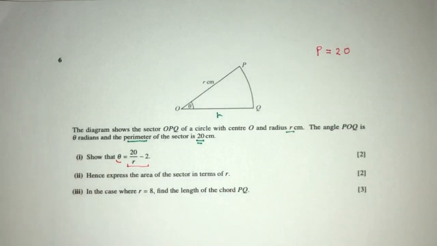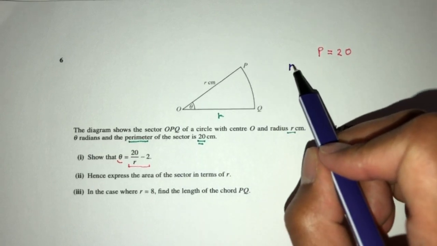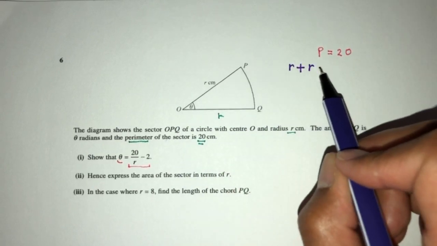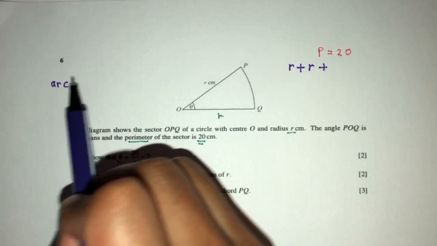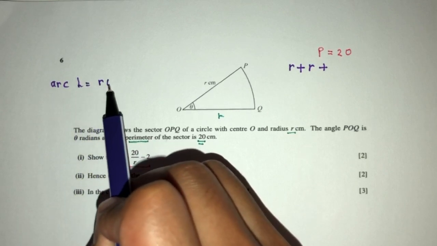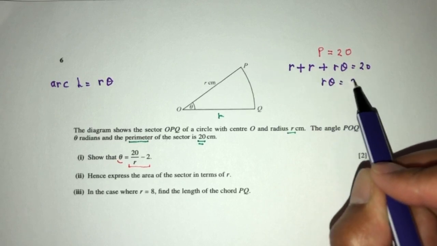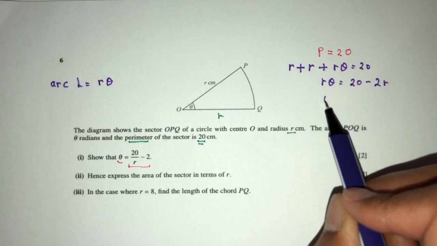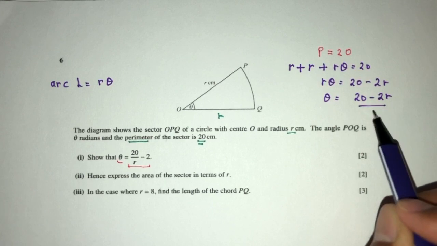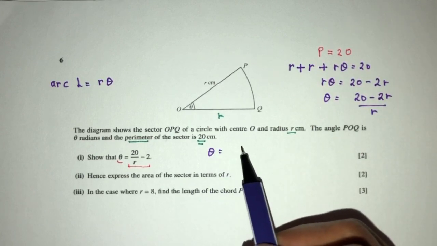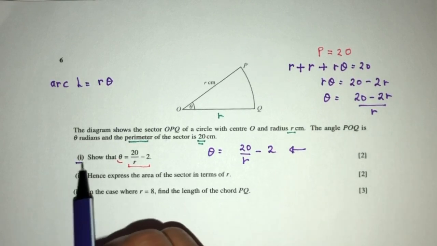Now how would you find the value of P? By observation, it will be the distance around the object. That will be this side, that will be R, plus this side will be R, and plus this side PQ. PQ is the arc length, which we have to know. Arc length has to be R times theta. So R times theta has to be 20 minus 2R, and theta has to be 20 minus 2R divided by R. So finally, theta will be simply 20 over R minus the value of 2. That will be part 1 of the question.